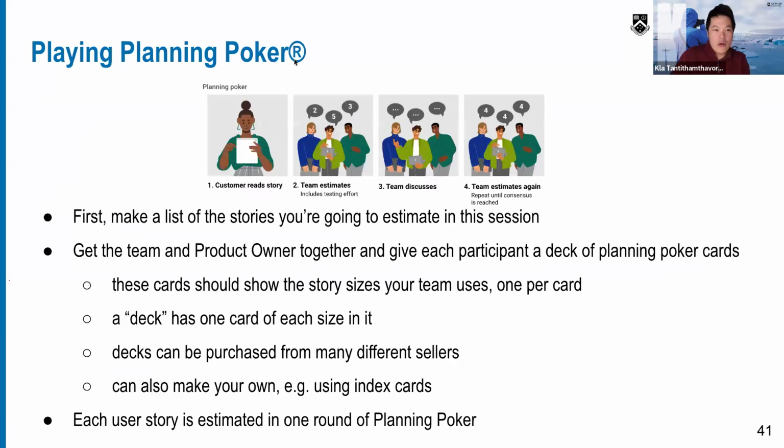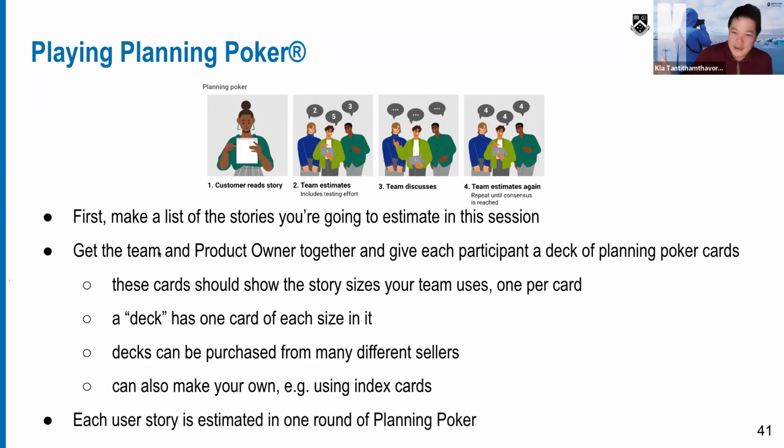So let's see how planning poker works. First, as the product owner, I'm going to read the user story. As a blah blah blah. Everyone, what would be the appropriate estimate for this task? That's a team estimate, right? So first, make a list of the user stories going to be estimated in this session. Second, get the team and the product owner together.